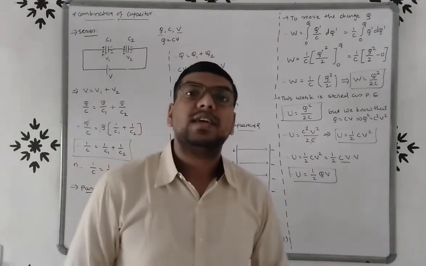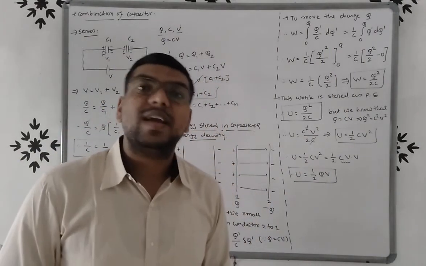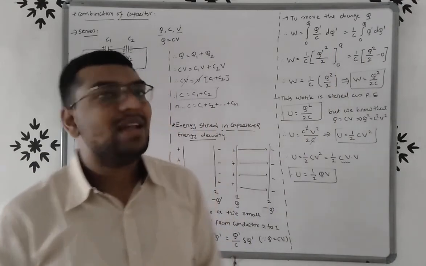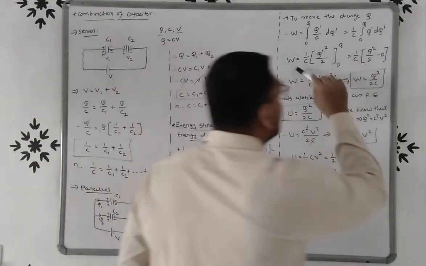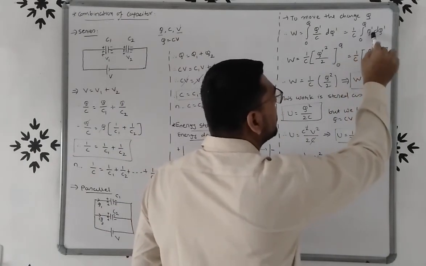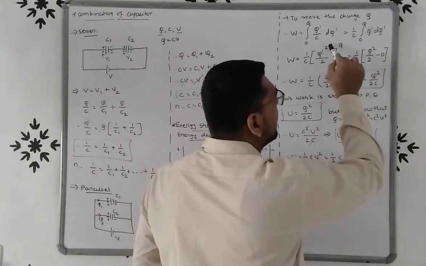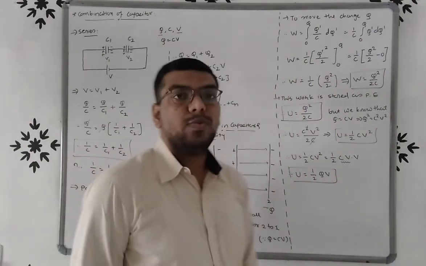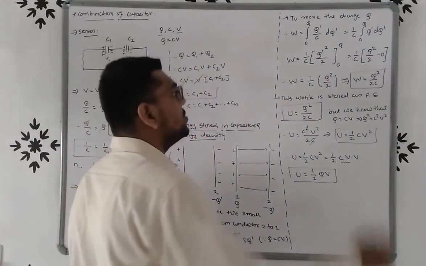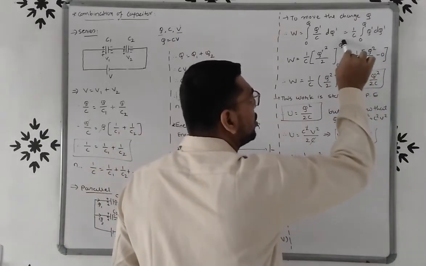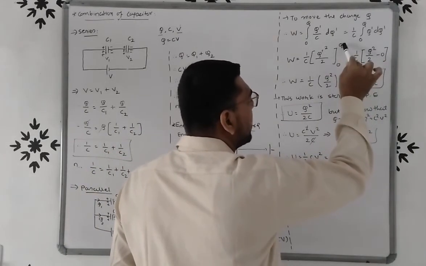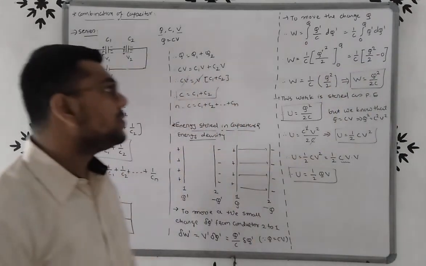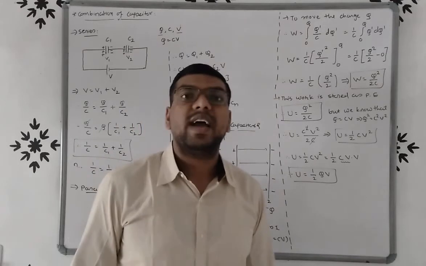We already know the integration of x raised to n dx is equal to x raised to n plus 1 upon n plus 1. So here 1 by C, lower limit 0, upper limit Q. Q dash raised to n plus 1, that is 1 plus 1, 2, divided by 2. First of all we have to put the upper limit, then the lower limit. So 1 by C, upper limit is Q, so instead of Q dash we write Q. So Q square by 2 minus lower limit 0. So W is equal to Q square by 2C.